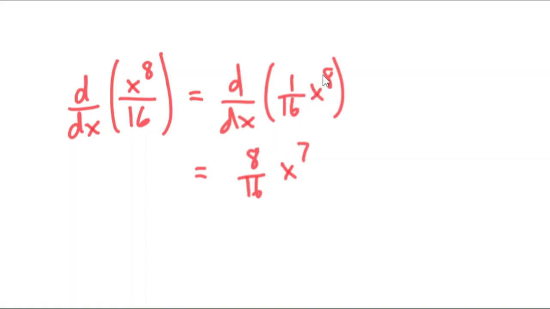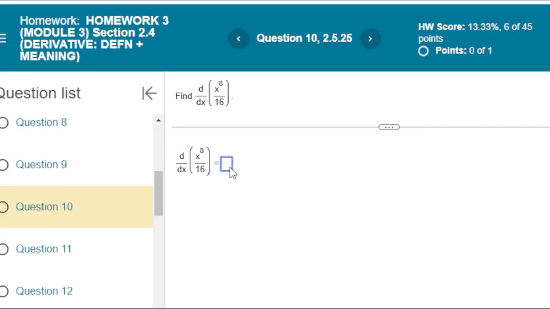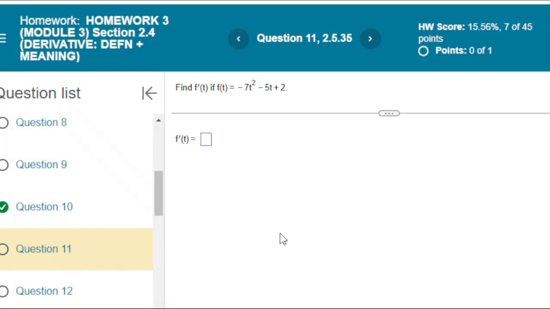And what's the derivative of this? Well, we take the 8 times 1/16, that's 8/16 times x to the 7th. Now, 8/16 is really just 1/2. So we can write this as 1/2 x to the 7th power. Or you could write it as x to the 7th over 2. That would be another way of writing it. Let's write it as 1/2 x to the 7th power. Again, it would also accept x to the 7th divided by 2.